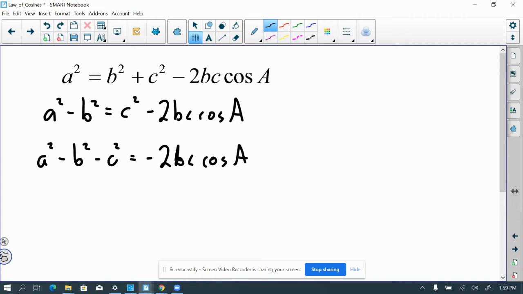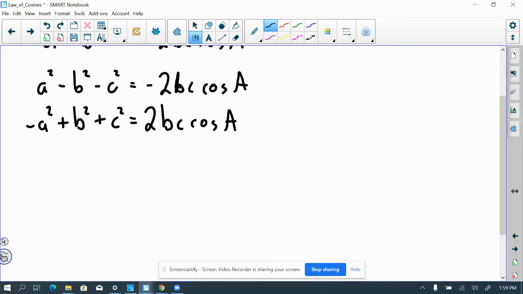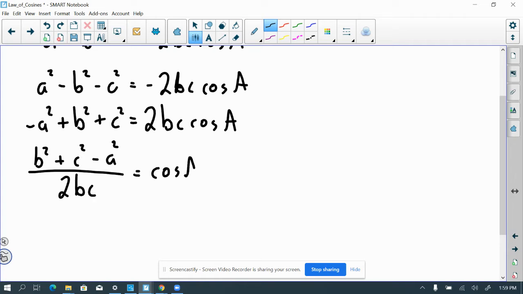I could divide both sides by a negative. So I have negative a squared plus b squared plus c squared equals positive 2bc cosine a. I could divide both sides by 2bc. All these equations are the same. They just look different. First of all, let me start off with b squared plus c squared minus a squared, and I'll divide this all by 2bc, and that equals cosine a. I hope you're seeing that I just took this equation and I divided both sides by 2bc.